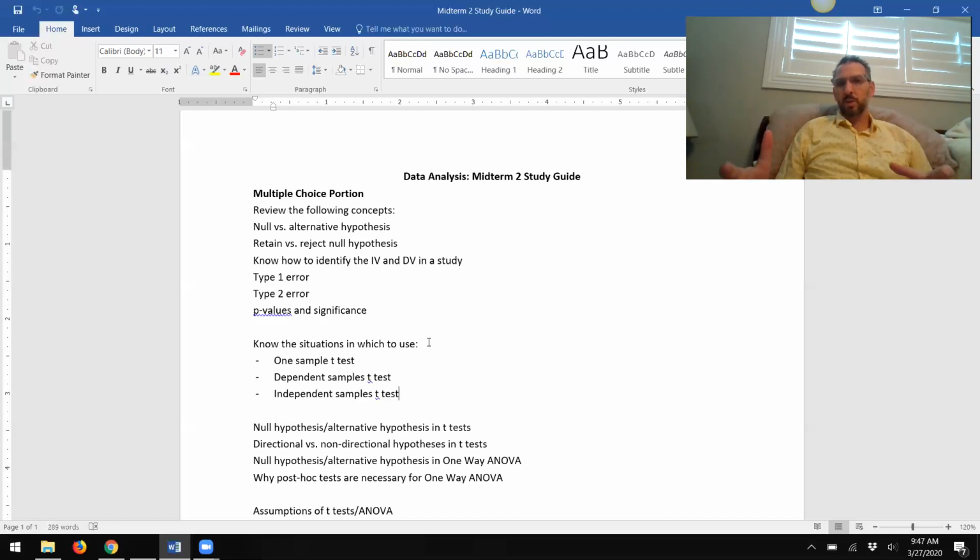What type of t-test do I use? Again, if you're doing research, it's not handed to you on a silver platter. Okay, here's what you need to do. Here's the type of statistical test you need to do. If you're in charge of the research study, you have to design it and then figure out how you're going to test whatever it is that you're looking at.